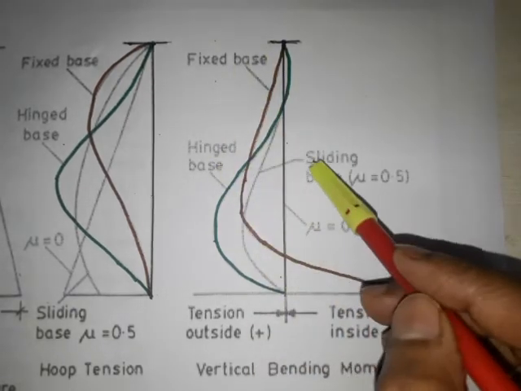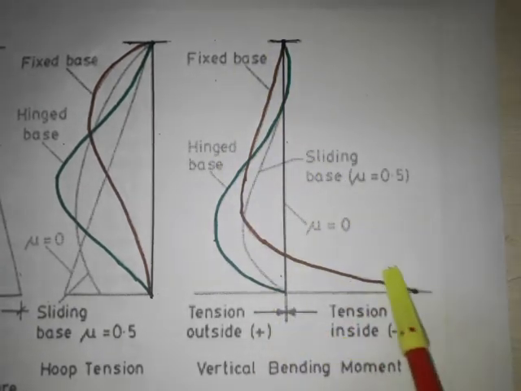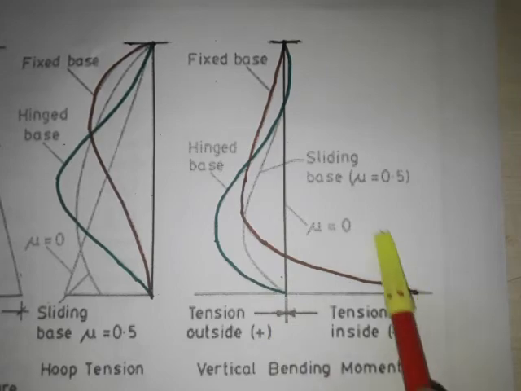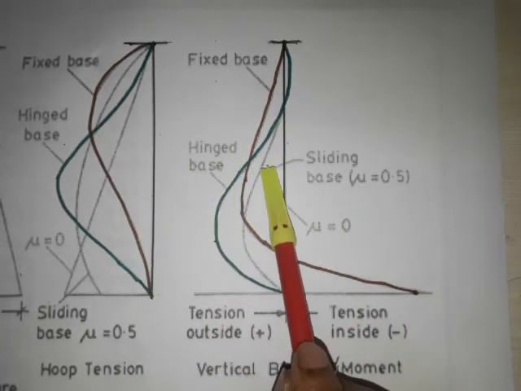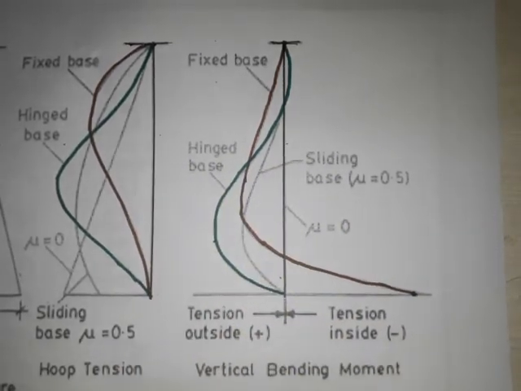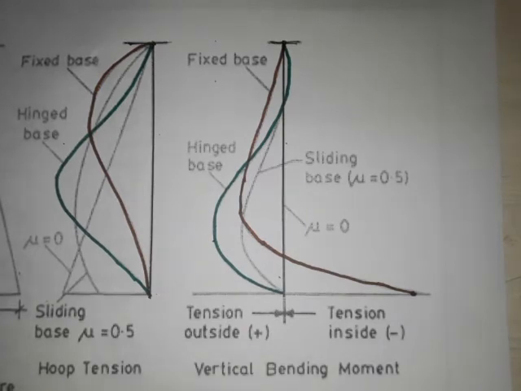So what does it mean? Because of the fixity, it will develop negative bending also at the support. So this is a change in the behavior because of the flexible base and rigid base. One more important thing here.